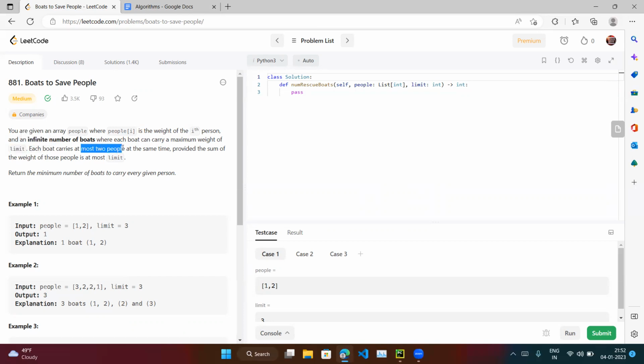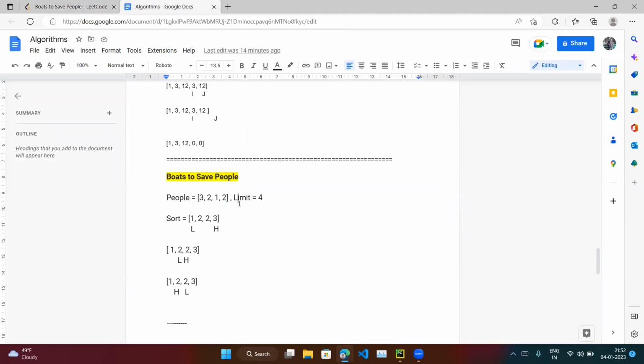There should not be more than two people at the same time, provided the sum of their weights is at most limit. Now we need to find the number of boats to carry each given person. So we need to know how many boats we need, so that we can transfer all those people. As an example, we have people 3 2 1 2. So we have four people, right? And their weights are 3 2 1 2, or you can consider anything, 30 20 10 20, anything.